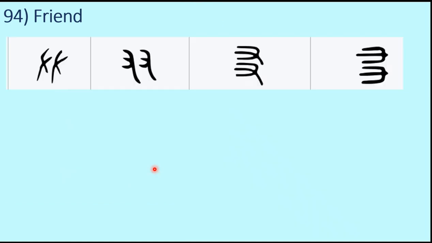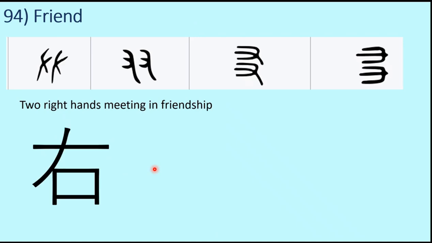Now, very interesting how this kanji originated. As you can see, two right hands meeting in friendship. Since this is for friends, there are two right hands trying to meet or shake hands. Now, the modern character. Do you remember, friends? We have done this character earlier also in the kanji series. This is the character called migi, which is right side, right hand side.